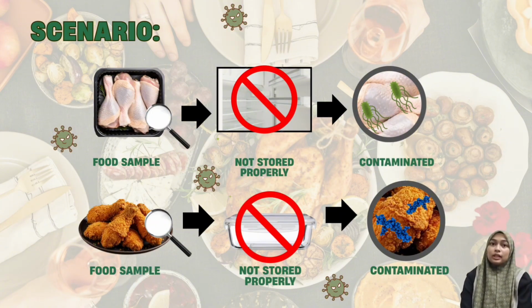So, this slide illustrates a scenario of sample contamination caused by improper storage. Initially, the food sample is collected in good condition. However, when it is not stored properly, such as being exposed to unsuitable temperature and unhygienic condition, microorganisms can grow. As a result, the food sample becomes contaminated, which may affect the accuracy of subsequent analysis.